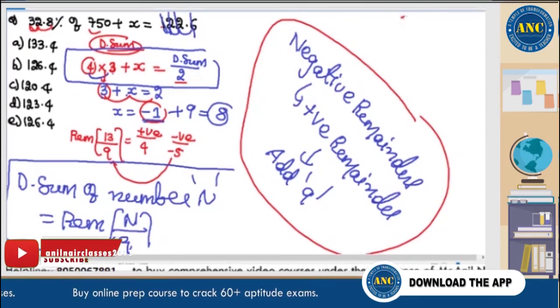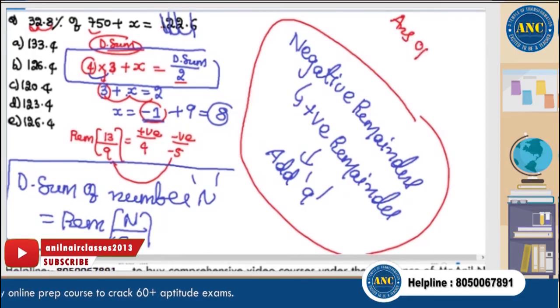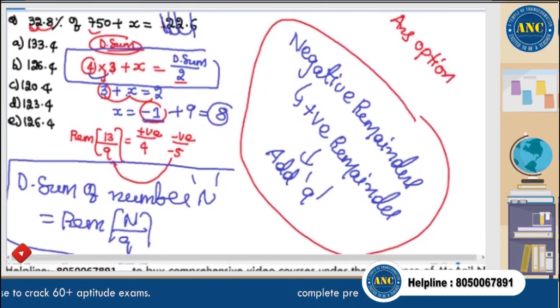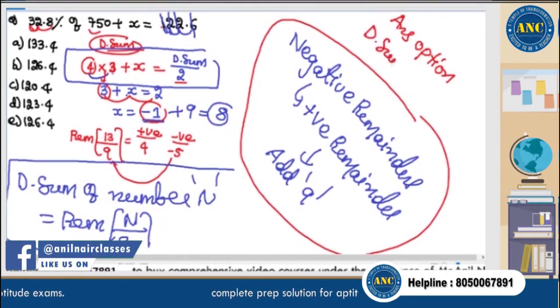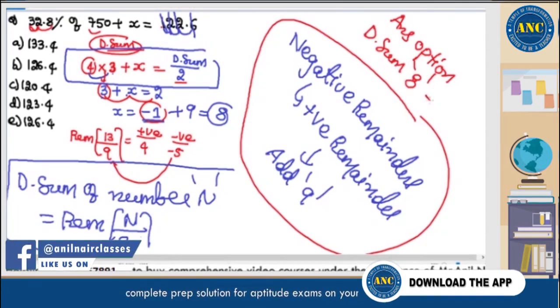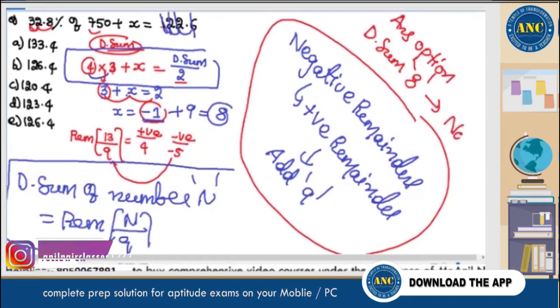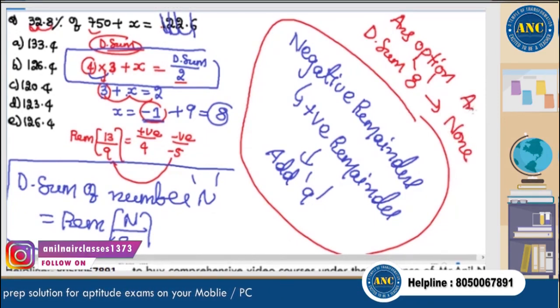Check which answer option has digital sum 8. If no option has digital sum 8, then keep the answer as none of these.